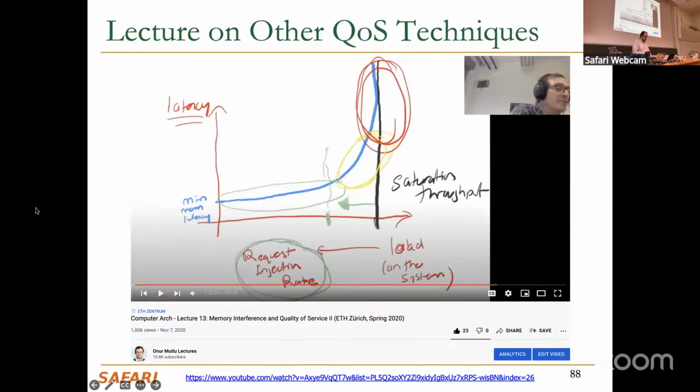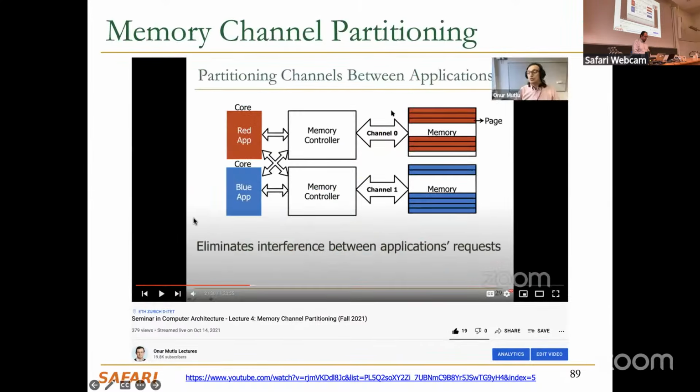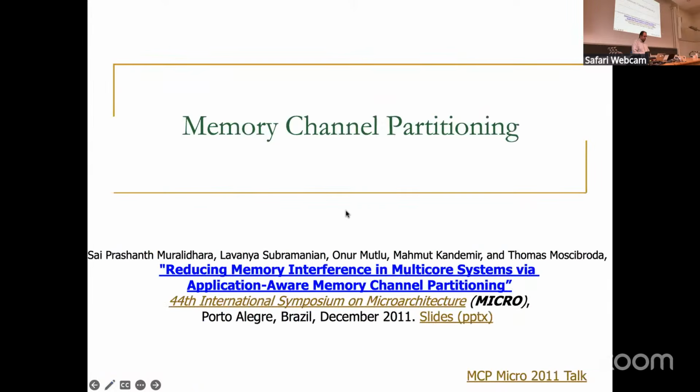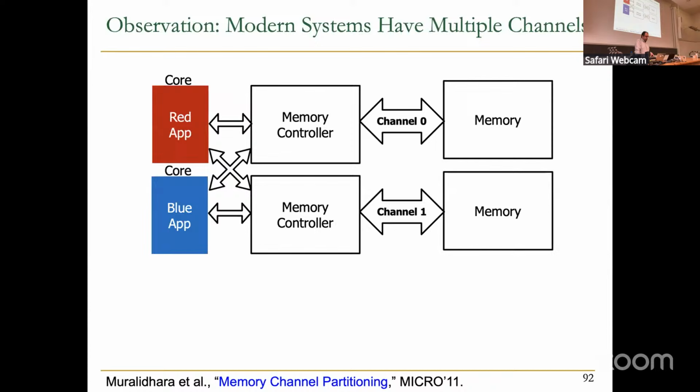So there are also lectures from the past in these lines for you. If you are interested, you can check it. But one way is actually to do memory channel partitioning. So essentially, you can partition your memory channels between these different applications. So here is an example.